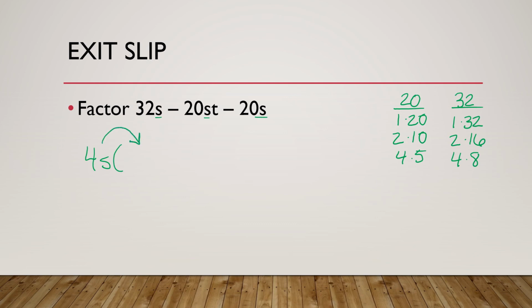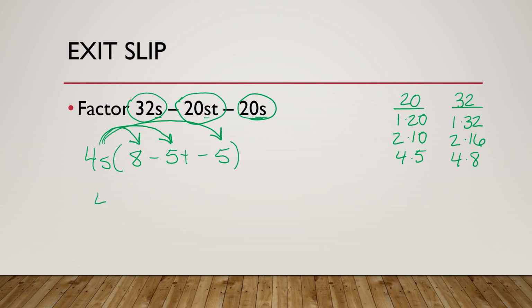So 4s times something should give us 32s, which would be 8. Bring down your minus sign. 4s times something should give us 20st. So 4 times 5 gives us the 20. We've already got the s factored out, but we do still have to put the t there. Bring down your next minus sign. 4s times something should give us 20s, and 4 times 5 is 20. We don't need to put that s because we've already factored that out with the 4. So we get 4s times 8 minus 5t minus 5.